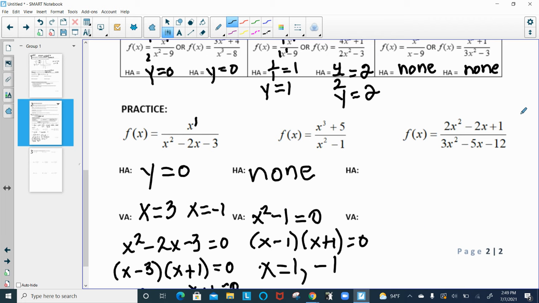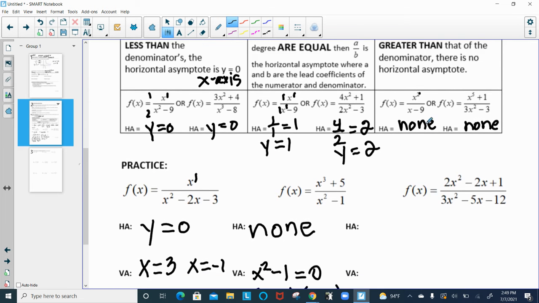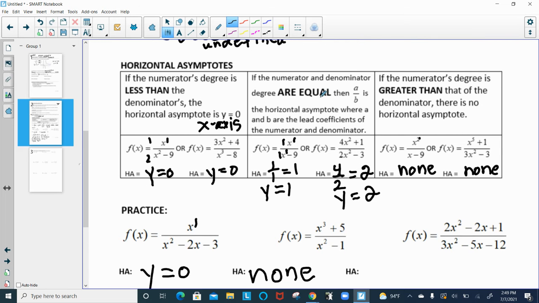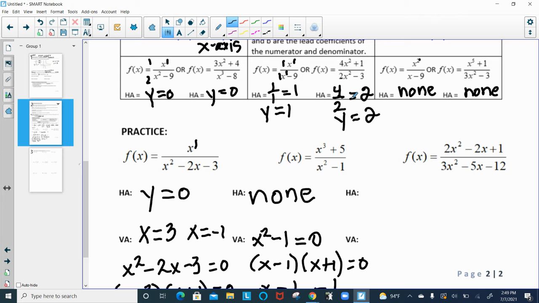Oh, good times. Okay, so as far as horizontal asymptotes go, you have a degree of 2 and a degree of 2. So remember, that's the second case where the degrees are equal. So we take the leading coefficient of the numerator divided by the leading coefficient of the denominator. So that's going to be our 2 divided by 3. And there's our horizontal asymptote.